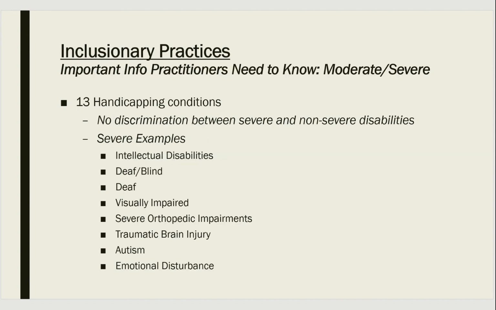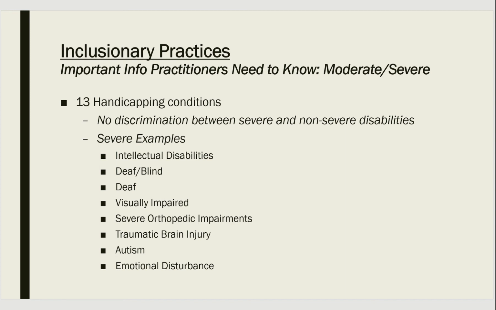I want to give you guys just a little bit of info because I kind of want to separate moderate to severe disabilities and mild moderate. A couple different things that I think a layperson would need to know about special education: there's 13 handicapping conditions, and there's no discrimination between severe and non-severe disabilities. However, we tend to categorize in the sunny state of California based on them. So I want to give you some examples of severe disabilities.